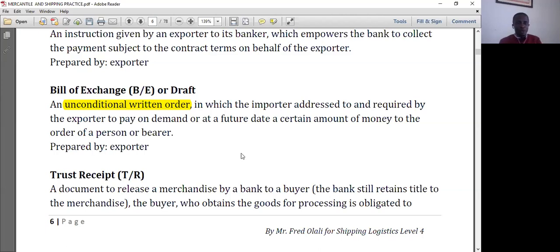So you made an order to be supplied with certain goods. Then your exporter requests you that, okay, now for the goods which you received, kindly make this payment immediately or by this particular date.